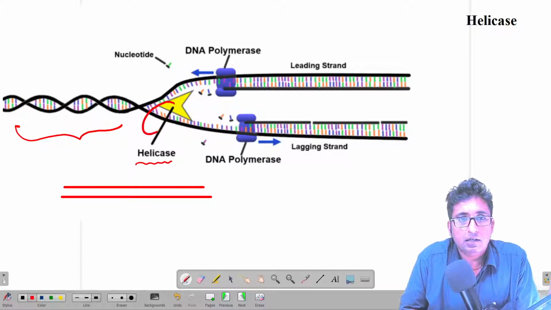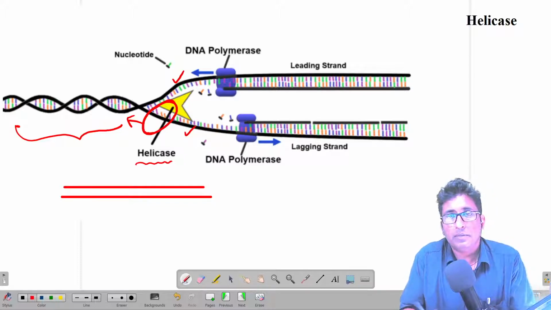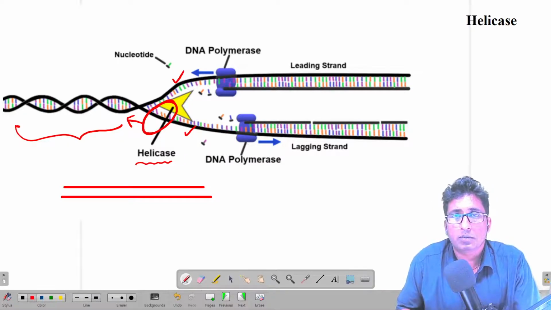It will encircle one of the DNA strands and keep moving in one direction, and because of which it will keep on interrupting the hydrogen bonds that are present between the two complementary strands, thereby separating the two DNA molecules. It is an active process because it consumes a lot of energy.